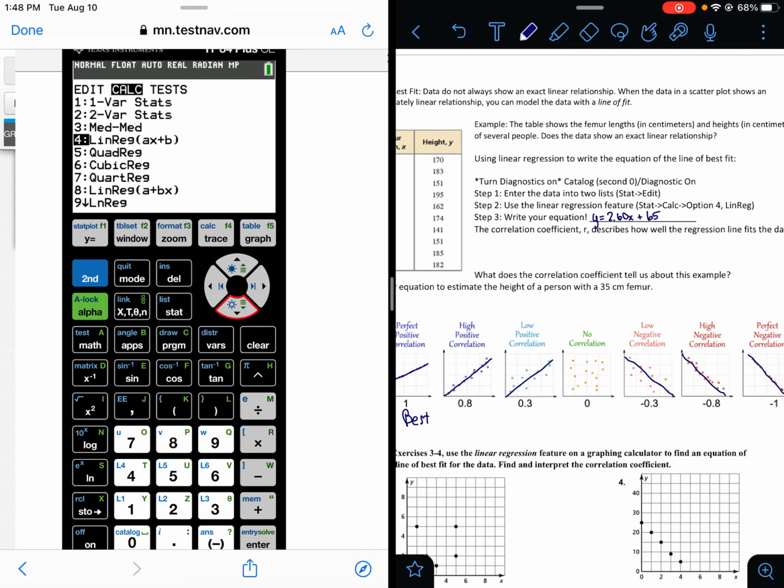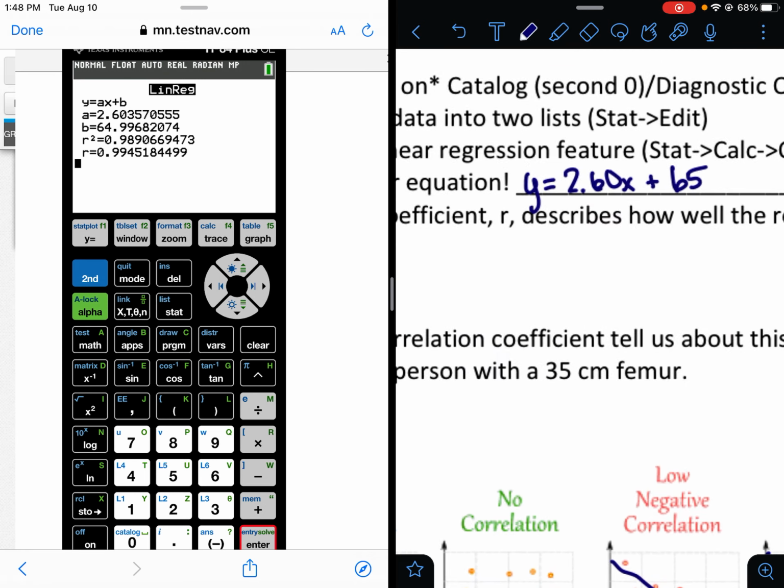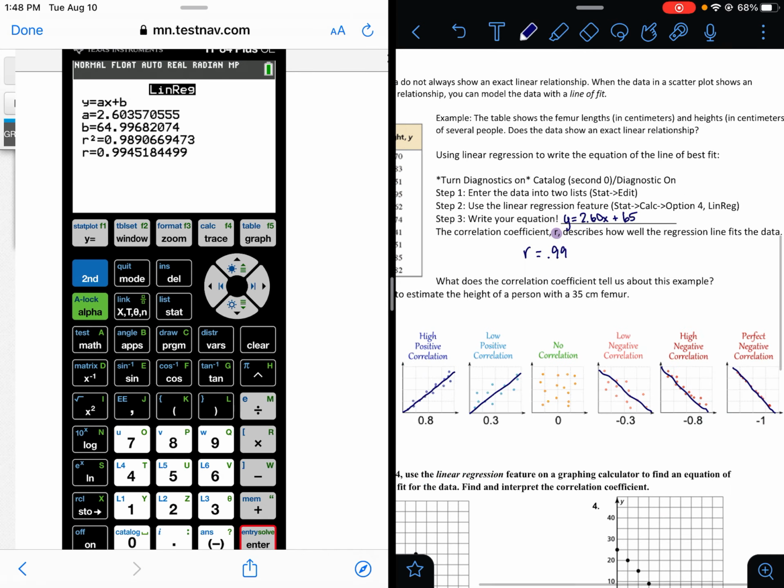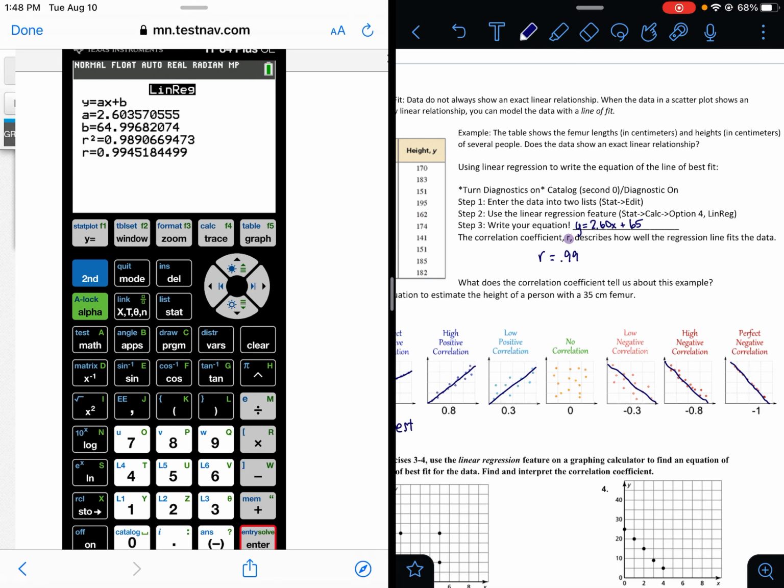Now, when I go to stat and calc and go to linear regression and calculate, I get the R value. It's important to note here that we do not look at R squared with linear equations. We only look at R. So you need to ignore the R squared. R is what we're talking about here. And the R, or correlation coefficient, in this case would be 0.99. So obviously that is very good. Remember, the closer to 1, the better.